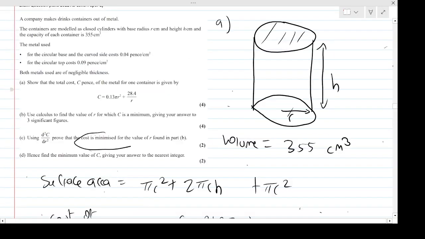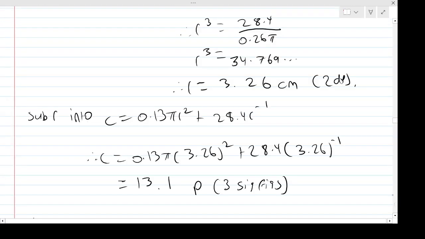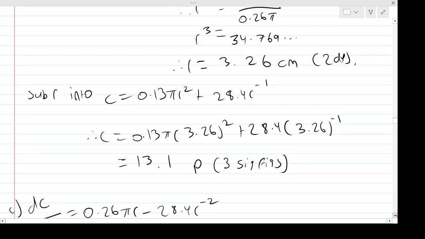So there we are, the cost is minimized, and that's what we've proven. Okay, part D then, it says hence find the minimum value of C, giving it to the nearest integer. Oh, that's interesting. Well, we already worked out the minimum value in part B, so I guess if it's to the nearest integer, we just round it, I imagine.